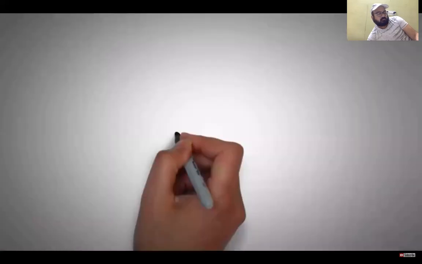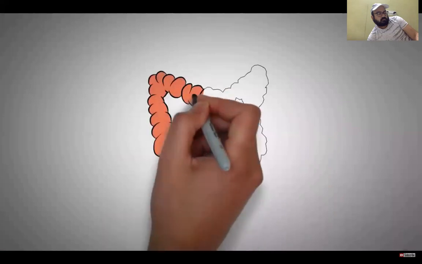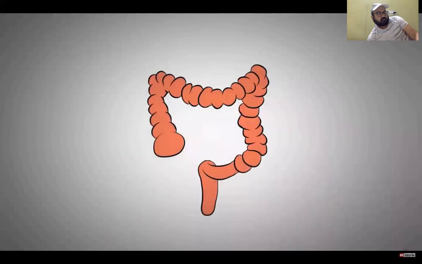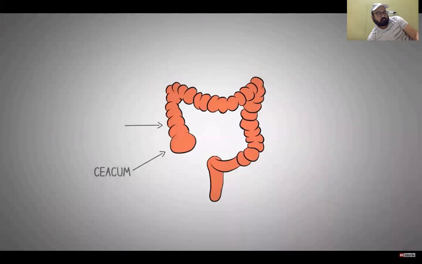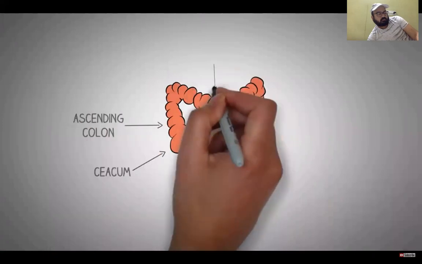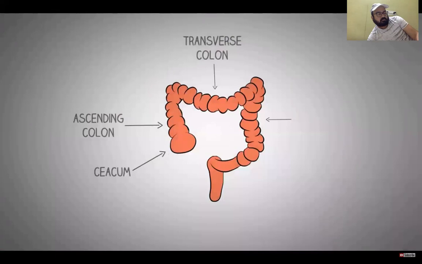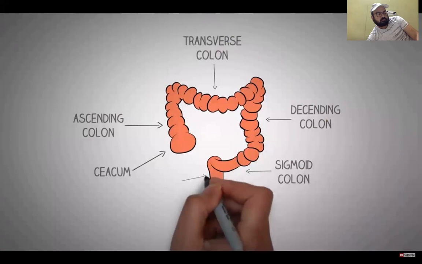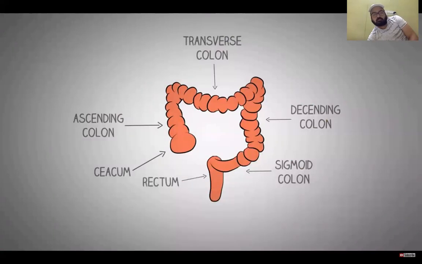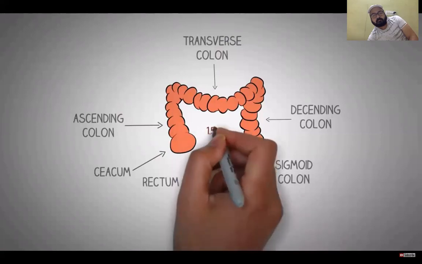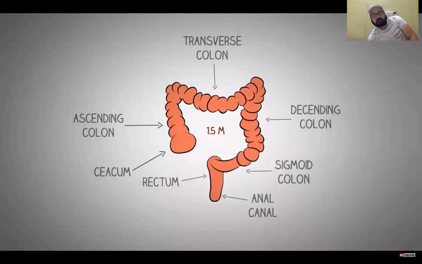So after most of the food is digested and absorbed in the small intestine, the rest of the food passes into the large intestine. The large intestine begins with the cecum, which marks the distinction between the small and the large colon. The large intestine is divided into ascending, transverse, and descending colon. The descending colon then leads into the sigmoid colon, which then leads into the rectum, and that finally leads into the anal canal.